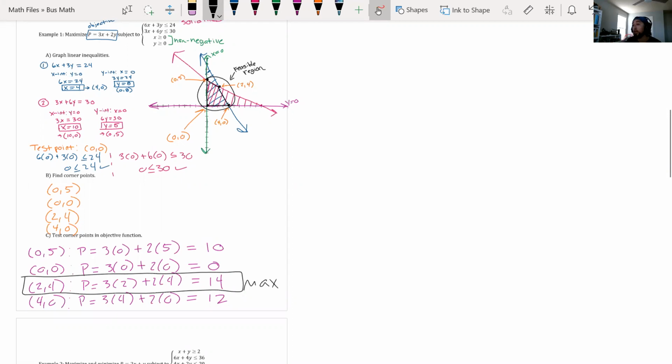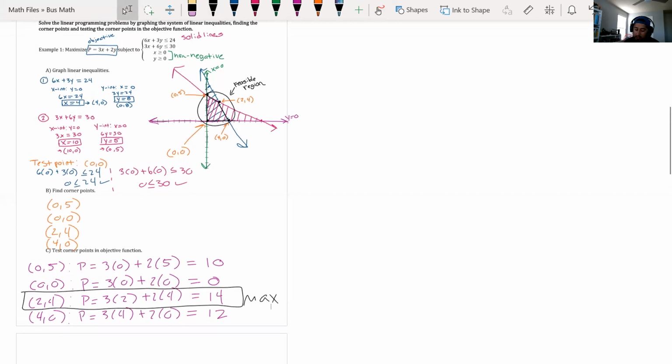All right, cool. So that's how this works. We're doing everything that we did last time, and just the extra step by taking the corner points and plugging it into the objective function. Any questions on that?